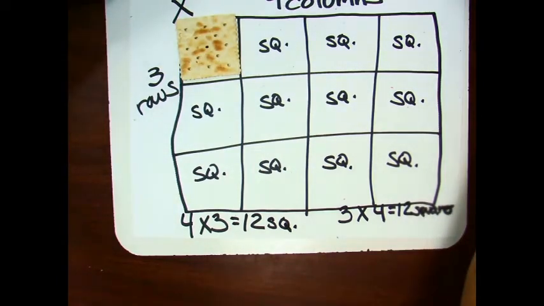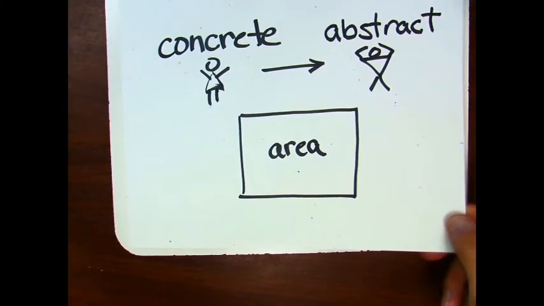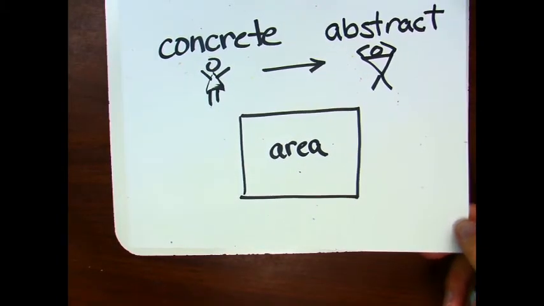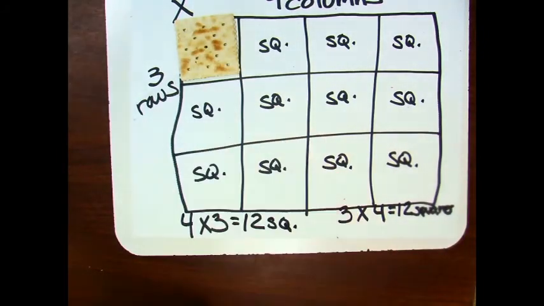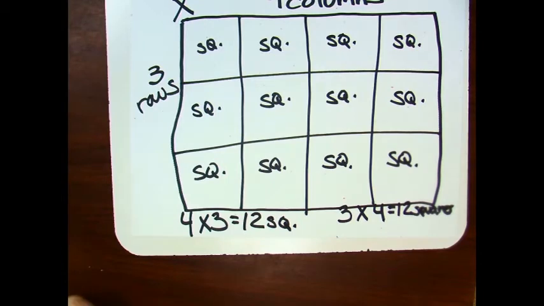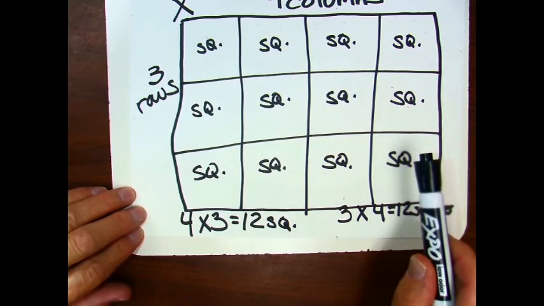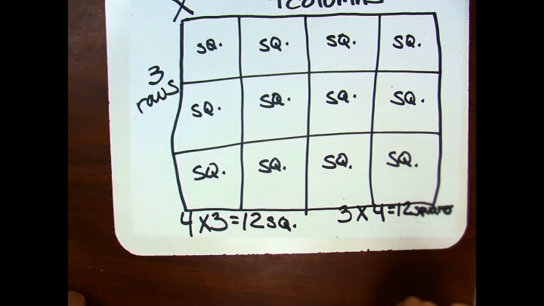When I talk about concrete to abstract, that's what I mean. We used crackers first for a concrete example. We took the crackers away, and now we're just using shapes as drawn on a piece of paper. This is called a model. Now we're going to make it a little bit more abstract.